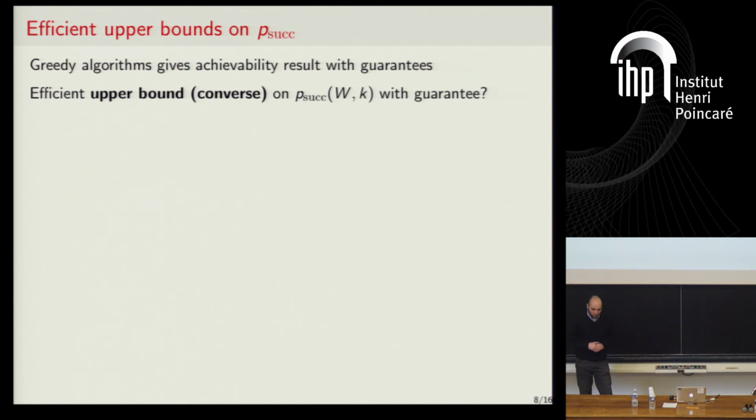Okay, let me now move on to, or let me say that, what we obtained is a greedy algorithm, so an efficient algorithm for obtaining what are called inner bounds or achievability results. So we have an efficient way of obtaining codes that are guaranteed to be not too bad. Okay. What about, now let us look at the converse side of things, and let us try to obtain upper bounds on this maximum success probability.